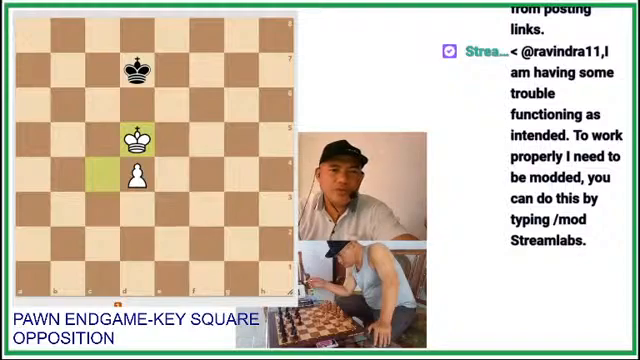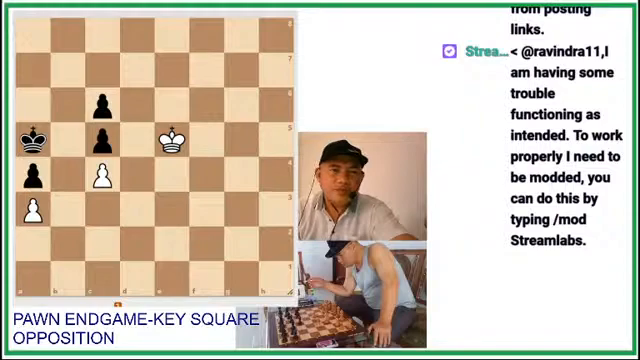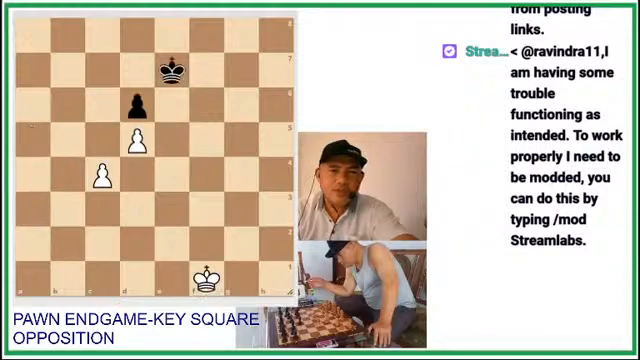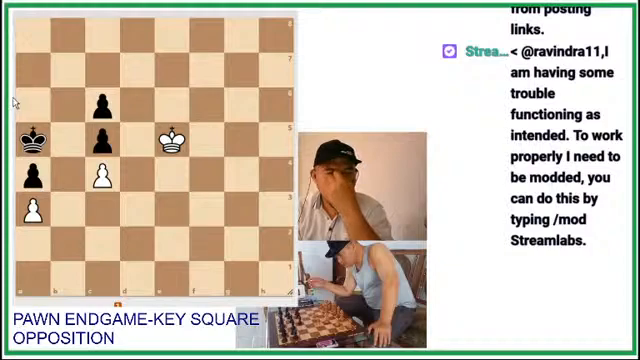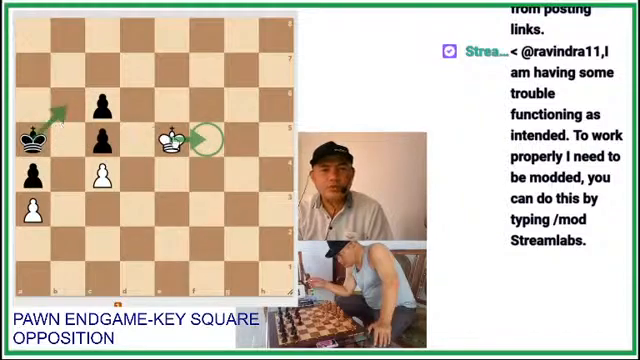Maybe now, what are we going to do here? There is also this opposition, but we're going to talk about it later. White will go here, and then when black goes here, white will just do the distant opposition. Go here. If black goes here, just do the distant opposition.